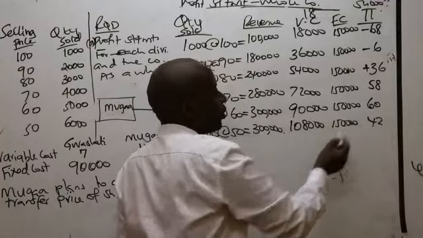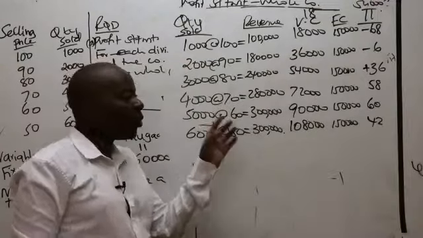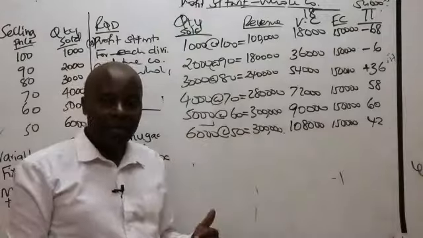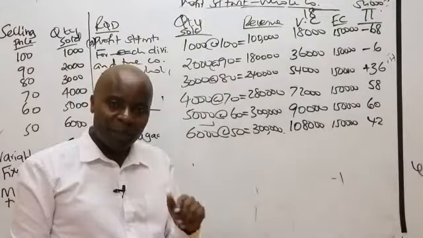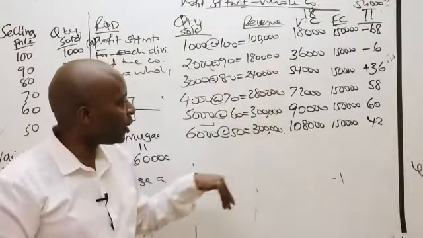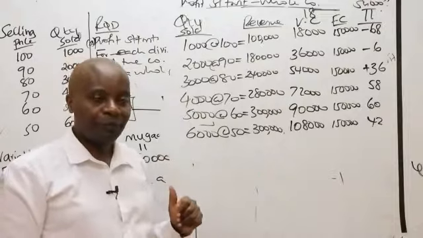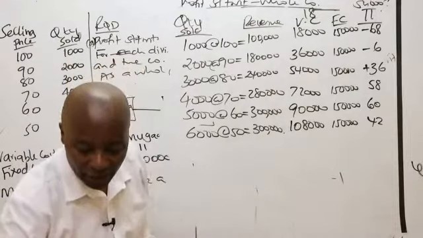Please never forget that once you have this, you must go ahead and tell us the optimal quantity. So my good students, from your observation, which quantity here will be optimal?